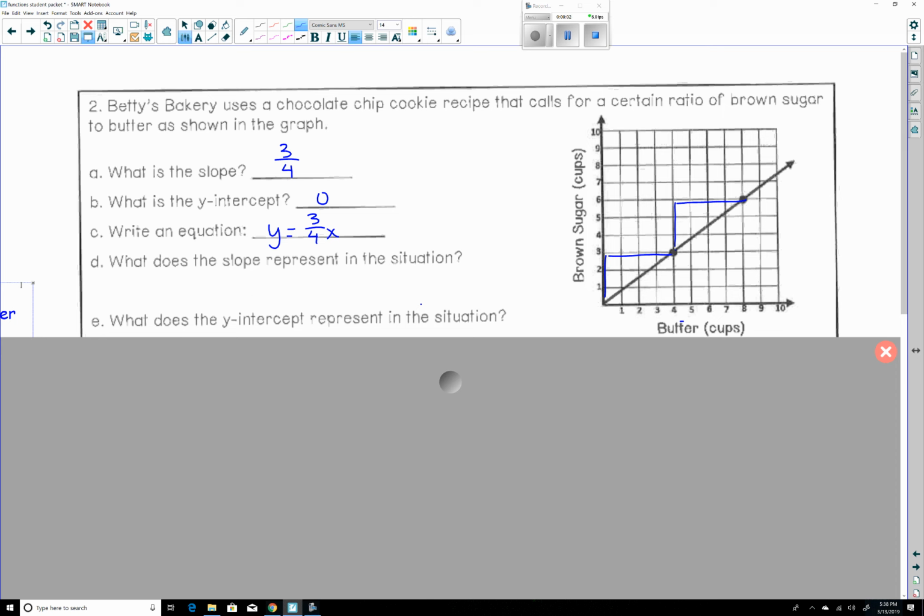So what does the slope represent in this situation? Did I say butter before? I hope I said it right before. I don't remember now. 3 cups of brown sugar to 4 cups of butter. Hopefully I said it correctly.